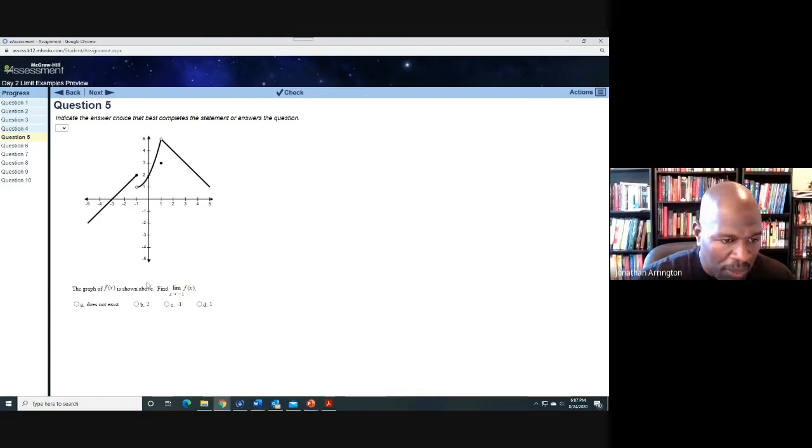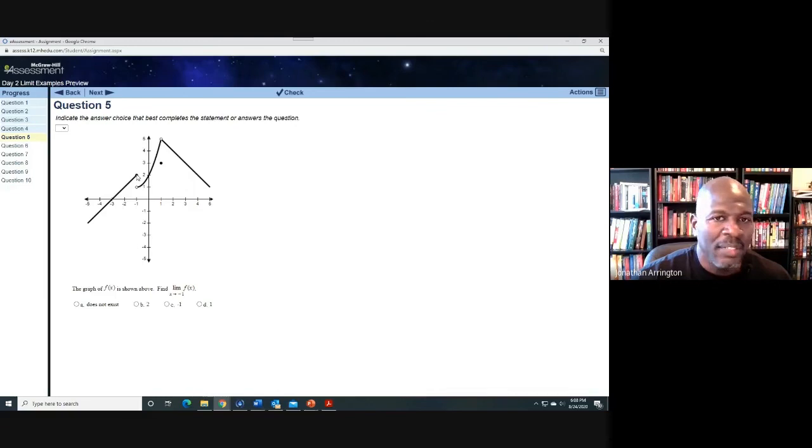So I'm going to first look at the left of negative 1. Here's negative 1 right here. I'm going to go to the left of negative 1 and get on the graph. So I'm on this particular graph, on the left of negative 1, and I'm going to stay on the graph and approach negative 1. So here I'm on the graph and I'm approaching negative 1, and I get to negative 1.